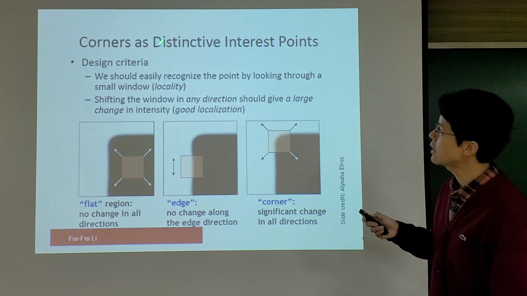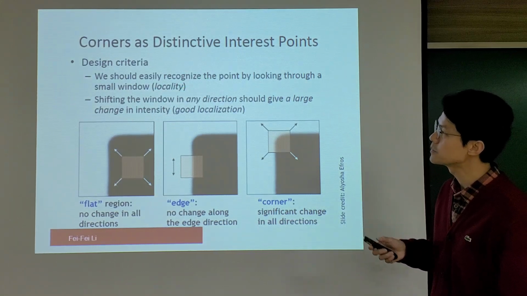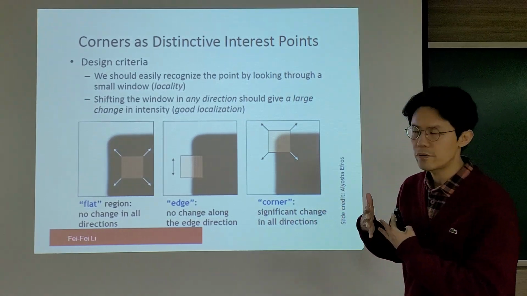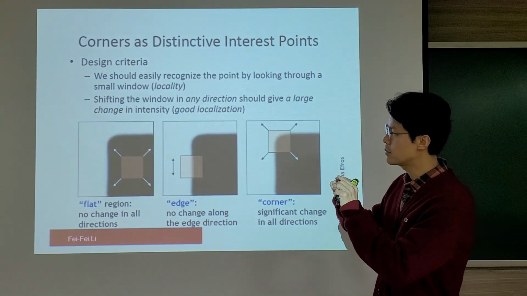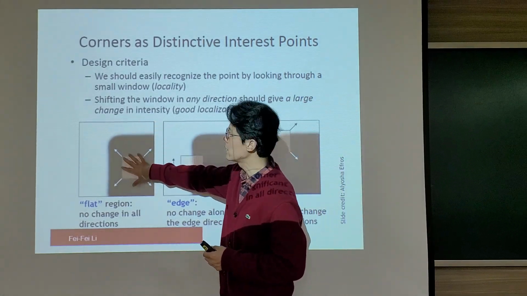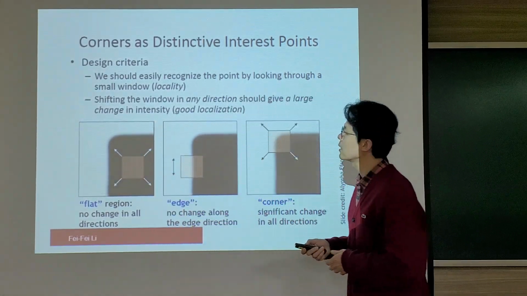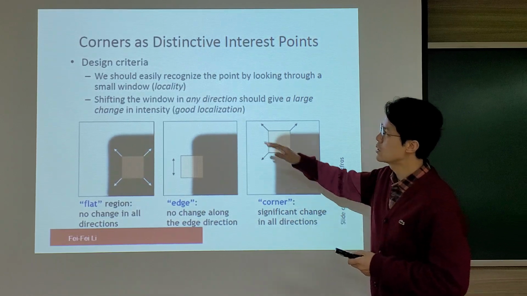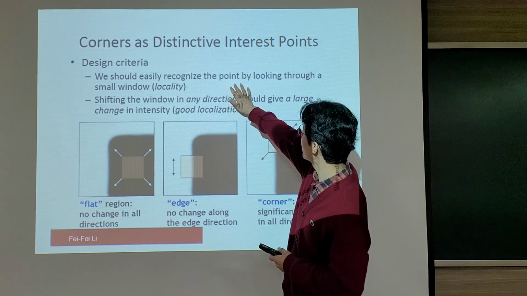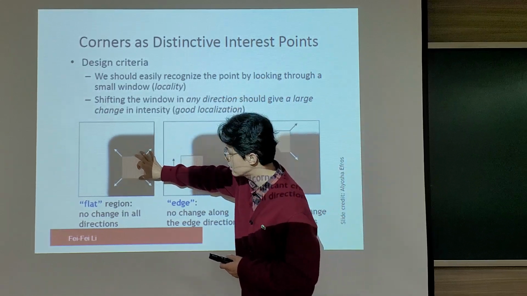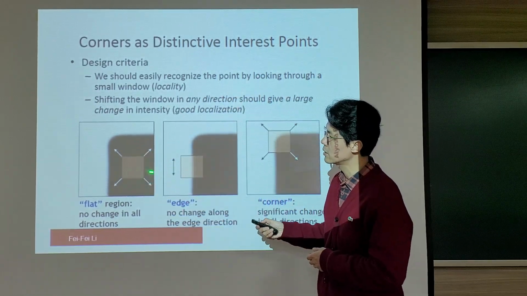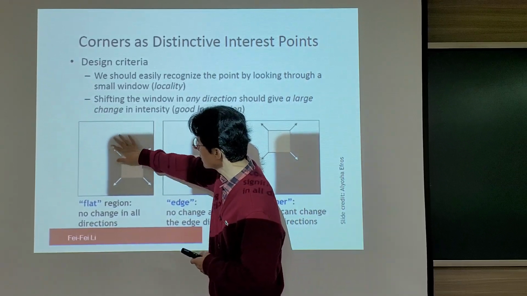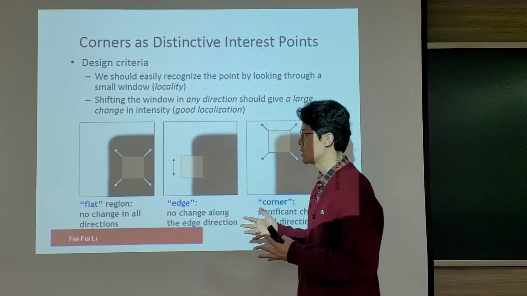Here is the design criteria. Suppose we want to detect a local feature. We look at some sort of local window on this image, right? When you are looking at the image through the local window, we should be able to recognize the point by looking through this small window, the locality again. And in this case, when you are moving this window in any direction, in this flat region, nothing changes, right?